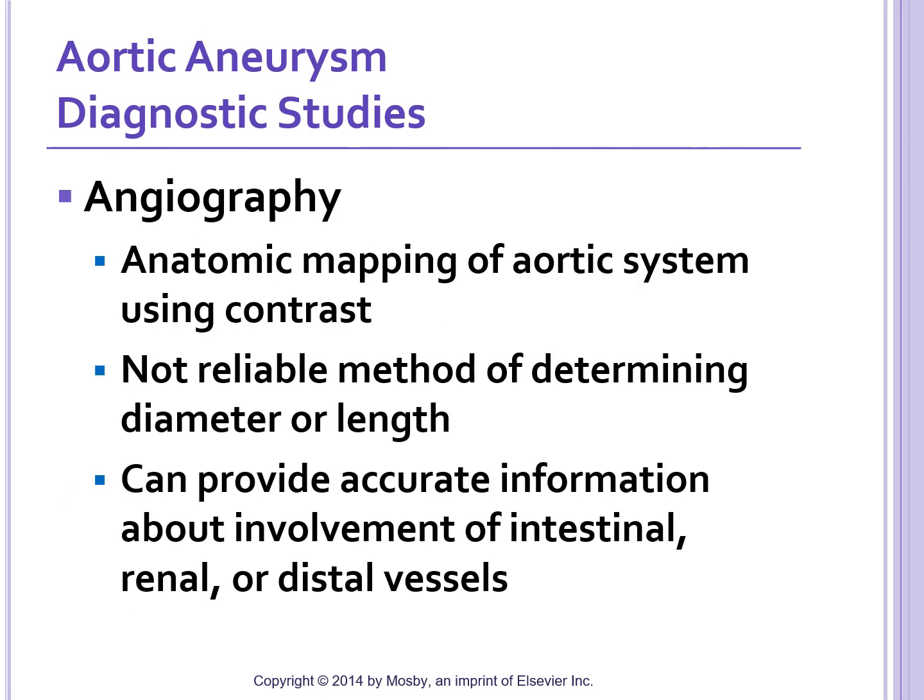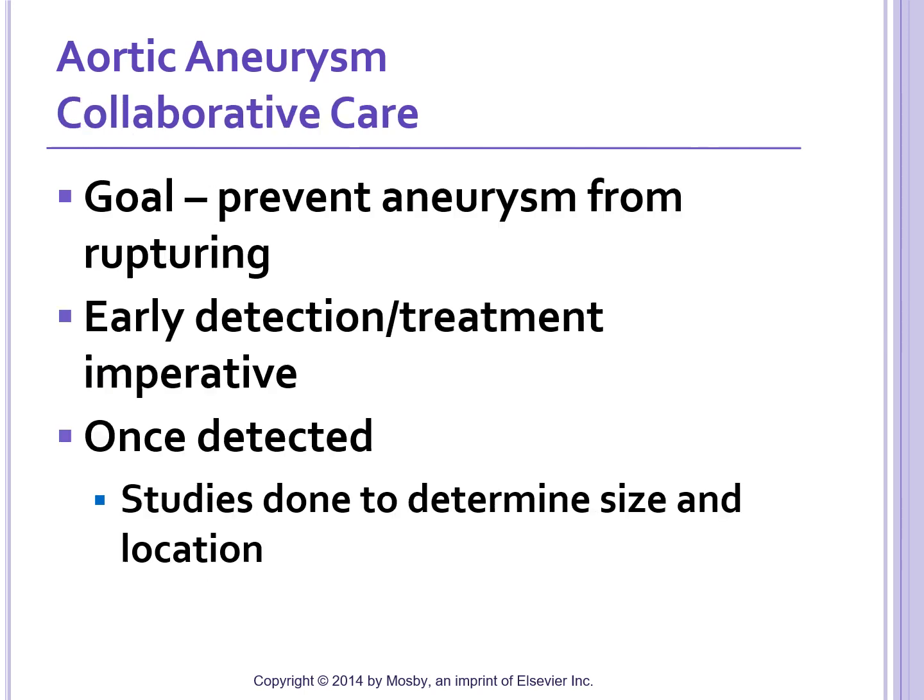And the last one here is angiography for diagnostics. This is mostly done for those aneurysms that are in the thoracic region or those aortic aneurysms above the renal arteries, because it can determine the extent and map out the entire aortic system and figure out the extent that other systems are involved.